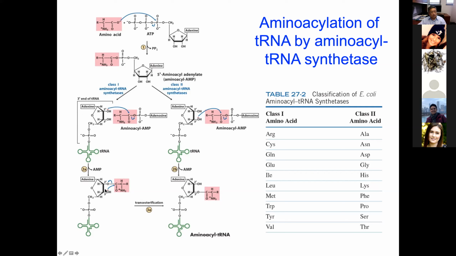And the class 2 enzymes actually do the reaction in a slightly different way. They couple the amino acid directly to the 3' hydroxy group of the tRNA. And in one step, it forms this amino acid tRNA, which has the amino acid coupled to the 3' hydroxy group. But for the class 1 enzyme, the amino acid is first added to the 2' hydroxy group, and then it is transferred to the 3' hydroxy group. So that is the difference between the class 1 and the class 2 amino acid tRNA synthetase. Any questions before I move on? This is a very important part.